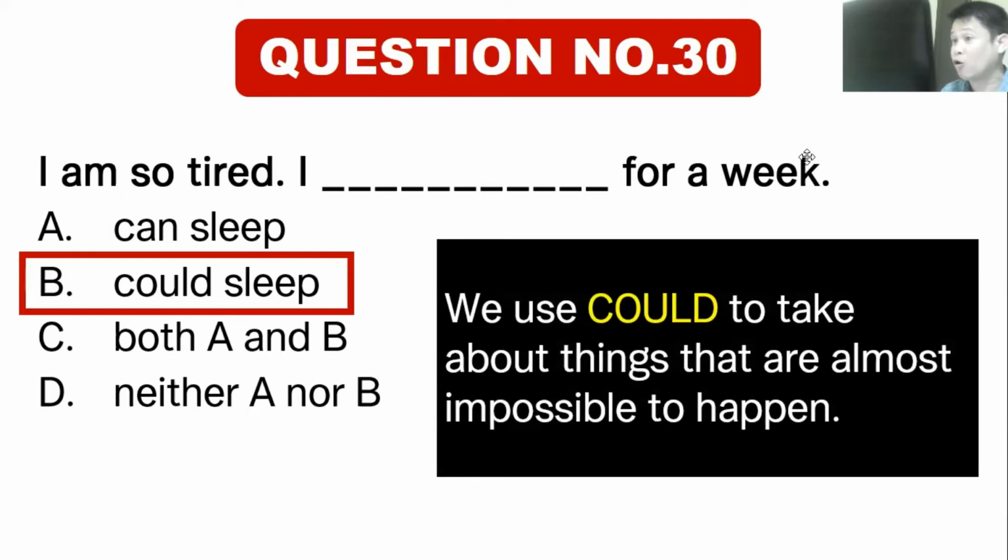This is only used for effect. Of course, it's almost impossible, right? You only want to show how tired you are. You only want to show that you are really tired. So you said, I could sleep for a week. I'm so tired, I could eat a horse. This is another example. Of course, you cannot eat the whole horse, right? This is only used for effect. This is some kind of an exaggeration, right? Hyperbole, a figure of speech.